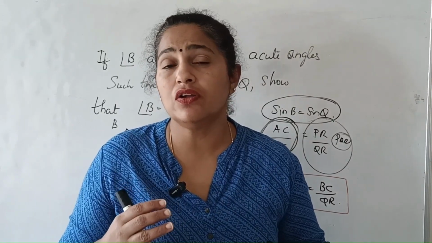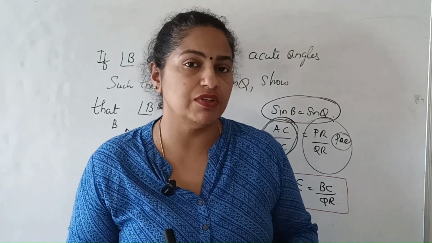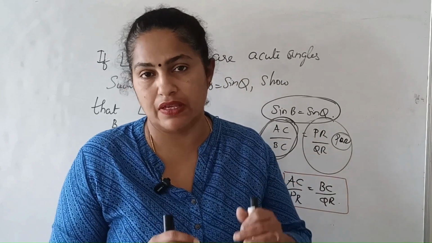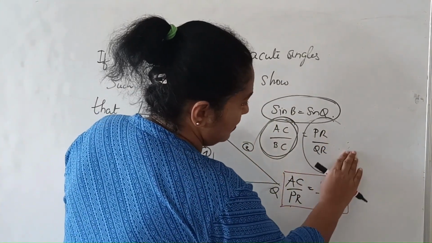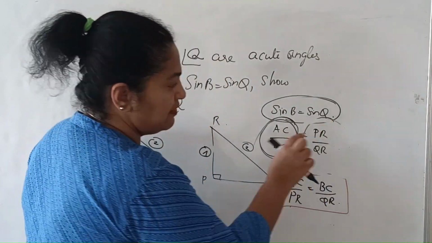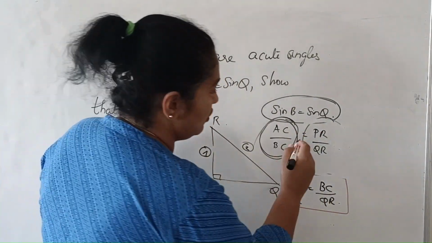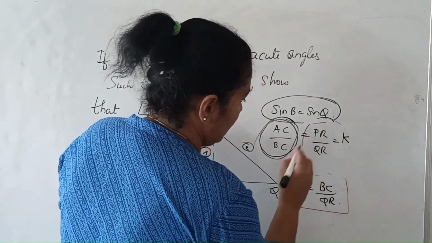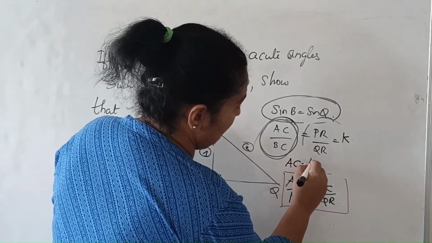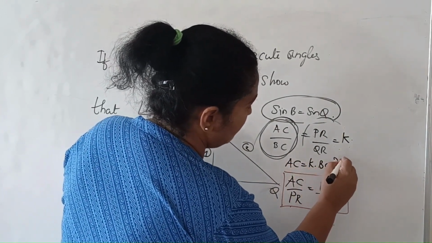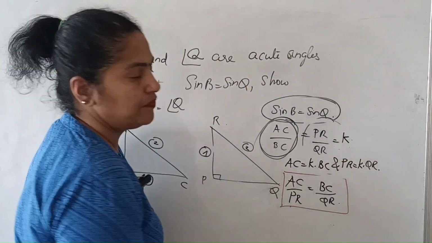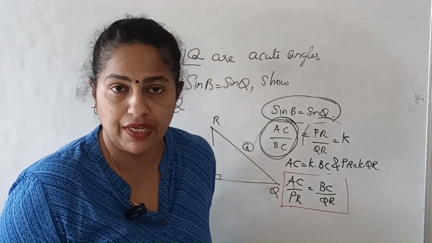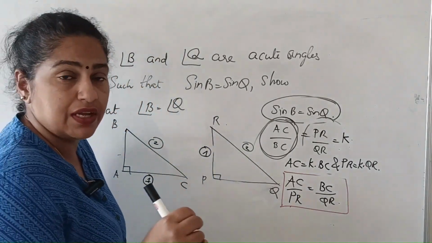Let me see what data I can gather from the triangles and from sine B is equal to sine Q. I know this particular ratio. I cannot say AC is equal to PR because this is just a ratio. So if I write this is equal to K, I can say that AC is equal to K into BC and PR is equal to K into QR. Okay, fine. Now let us get to the triangle.